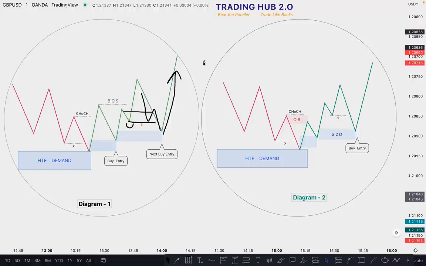Now let's switch to diagram 2. You can see what is happening here. In diagram 2, the market taps on the demand zone in the POI zone, and the same thing happens here. The market taps here, but this time a little bit different picture is here. The market did not break this structure in a single move like this. You can see this time the market gives a little bit of reaction at this order block, pushes downside, and then breaks this structure.